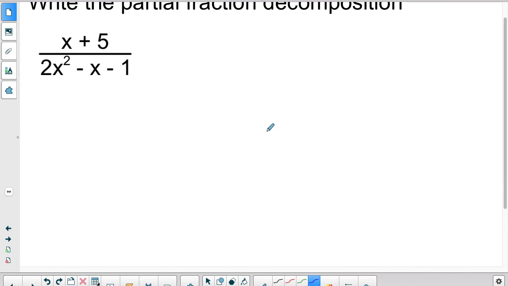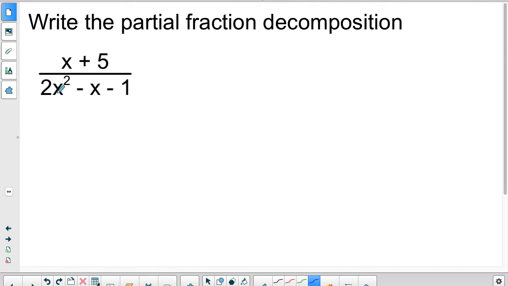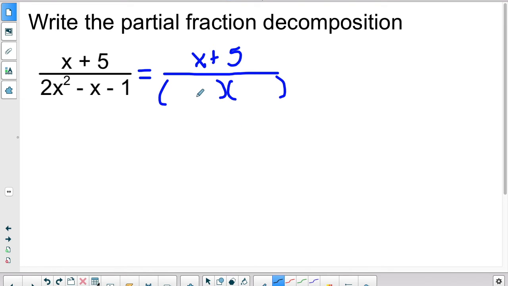Now we're going to look at another example of this. So we have x plus 5 over 2x squared minus x minus 1. Now the degree of the numerator is less than the degree of the denominator, so we're good there. So what that means is I can write this x plus 5, and we have to factor the denominator. 2 sets of parentheses. Now because the 1 is negative, our signs are going to be opposite, positive and negative. Then our factors of 2x squared are going to be 2x and x.